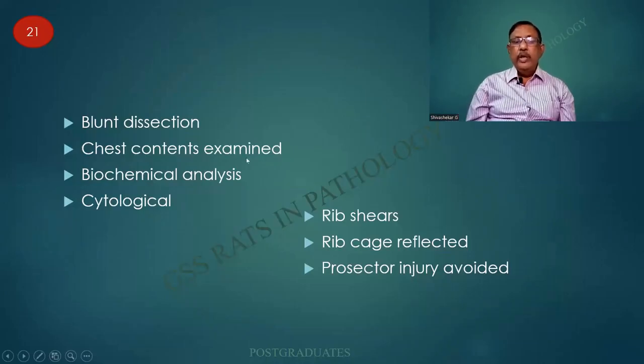to be any pneumothorax or an effusion, which is very important. And if that is so, it has to be taken for biochemical analysis. Sometimes we need it for cytological examination. Think of a bronchogenic carcinoma, or rather tuberculosis, or sometimes a mesothelioma. There is nothing wrong in taking an aspiration and doing a smear. But these, as we had mentioned earlier, should be done earlier. Rib shears are the instrument that I showed you earlier, and how it is being removed. Injury to the prosector is avoided.